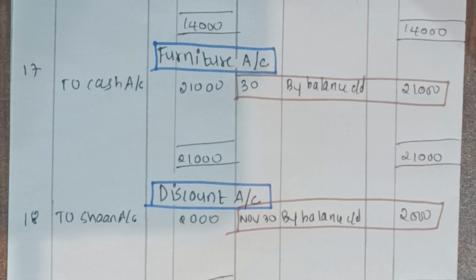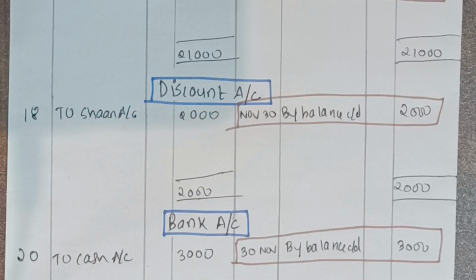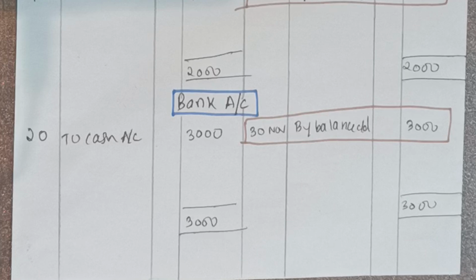balanced it. Next is discount account. So we had only two Shan account on the debit side, 2,000. So in order to balance it, we had to write an entry on the credit side. So our balancing figure here is 2,000, that is written as by balance carried down. So the next account is bank account. So in bank account we had only one amount, that is rupees 3,000 on the debit side. So we have written rupees 3,000 on the credit side as it is our balancing figure, and we wrote it as balance carried down. So that's how that account is tallied.